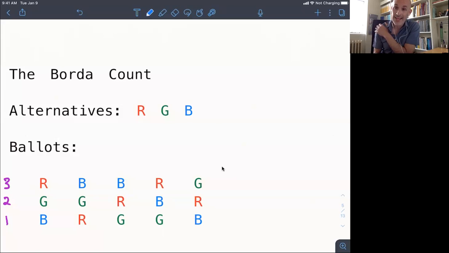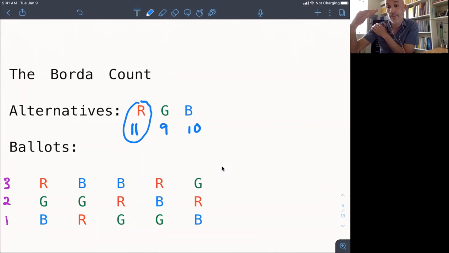So the red candidate gets how many points? 3 and 1 is 4, and 2 is 6, and 3 is 9, and 2 is 11. So the red person gets 11 points. The green person gets 2, 4, 5, 6, and 3 is 9. And the blue person gets 1, 4, 7, 9, 10. And so most points wins. That's the Borda count. Okay. And so if we had 4 alternatives, we would rank them, we would give them points between 1 through 4 and do the same thing.